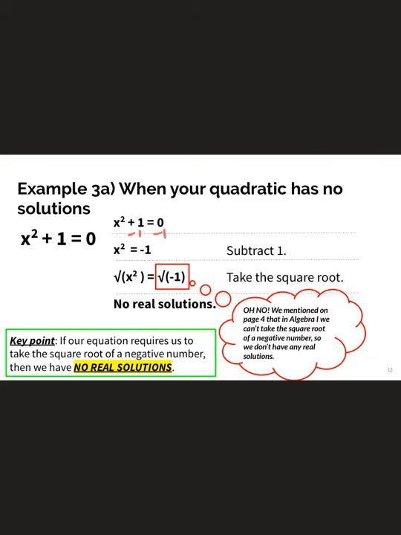Now, we talked about in our previous pages that in Algebra 1, we can't take the square root of a negative number. So we don't have any real solutions if we take the square root of a negative number. So in this case, in Algebra 1 at least, you would say that you have no solutions. It's not that solutions don't exist, but in Algebra 1, we have no real solutions, right? So if our equation requires us to take the square root of a negative number, the key point is that we have no real solutions.